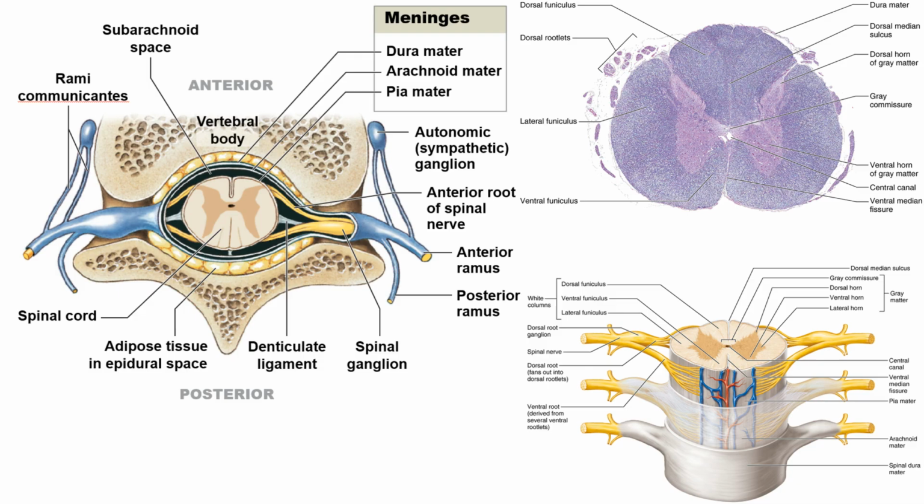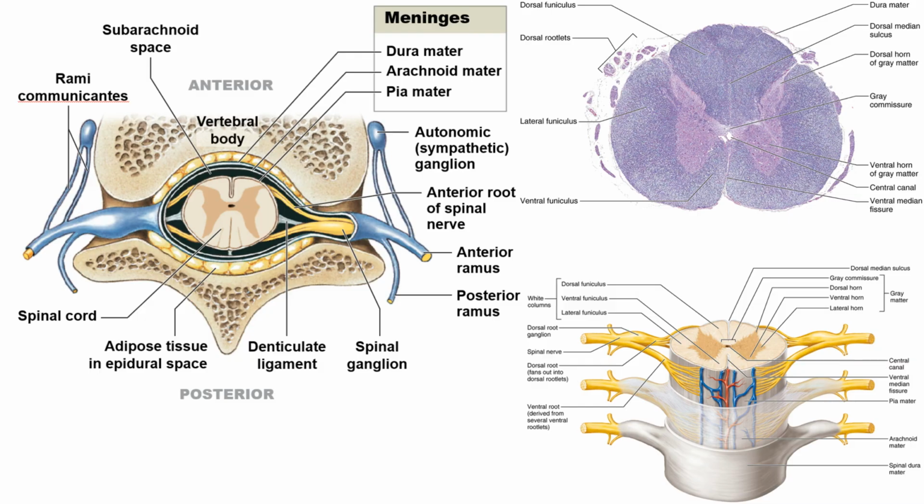Next, we examine the white matter, organized into functional columns. We have the posterior white column, the lateral white column, and the anterior white column. You can orient yourself using the deep anterior median fissure and the shallower posterior median sulcus.